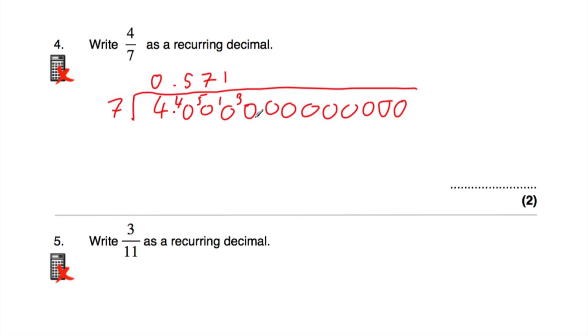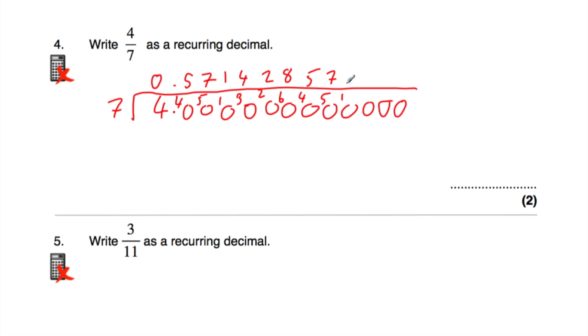How many 7s go into 30? Well, 4 7s is 28, so that's going to be 4, remainder 2. How many 7s go into 20? That's going to be 2, remainder 6. How many 7s go into 60? That's going to be 8, remainder 4, because 8 7s are 56. How many 7s go into 40? That's going to be 5, remainder 5. How many 7s go into 50? That's 7, remainder 1. You can see there's a pattern forming here.